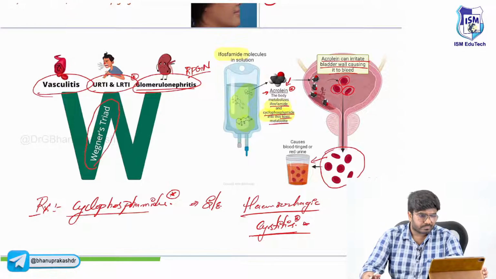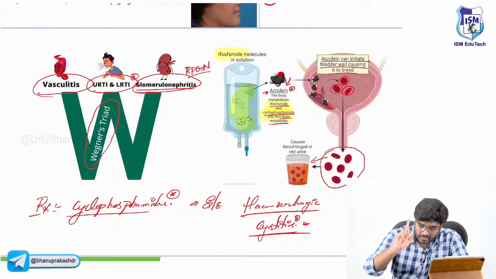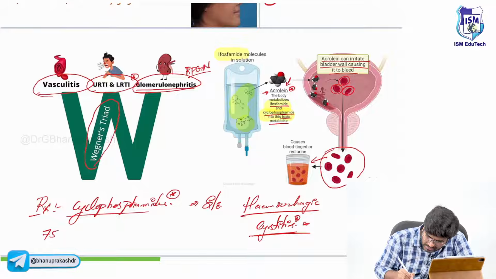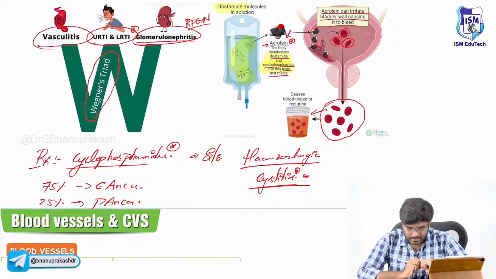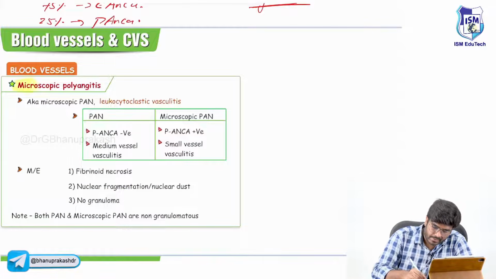Done, sir. So Wegener's granulomatosis is also completed. One important point we forgot. What is that? 75% of the cases are associated with C-ANCA, and 25% of the cases are associated with P-ANCA. Done. Now after this, let's discuss microscopic polyangiitis.